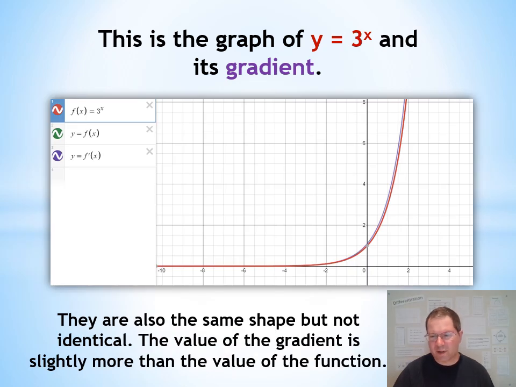Here we have the graph of y equals 3 to the x in red, and also the gradient in purple. And these are a bit closer to each other, but you can still see they're not identical, but this time the value of the gradient is always slightly more than the value of the function.